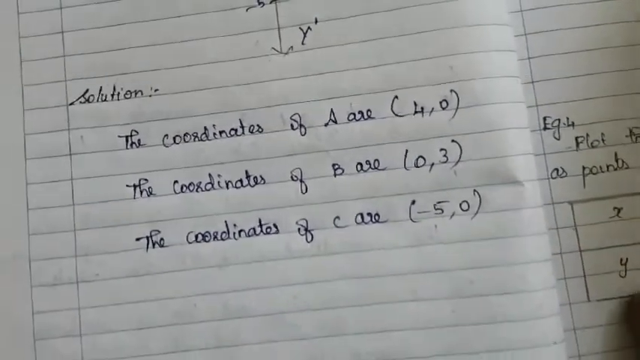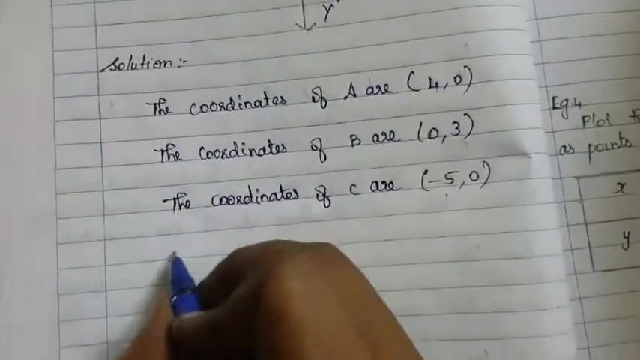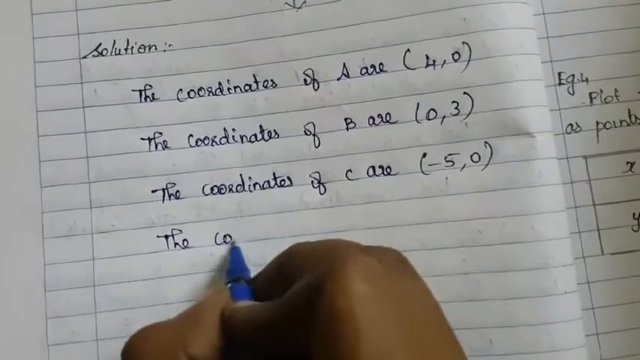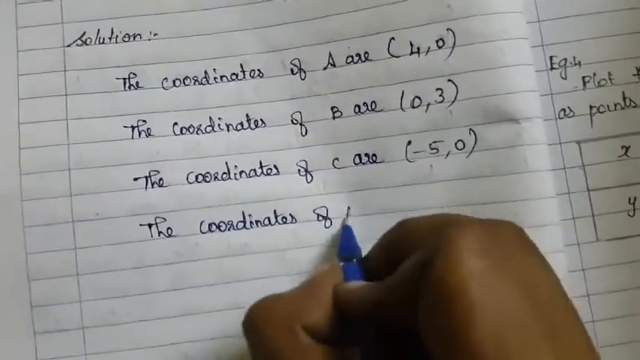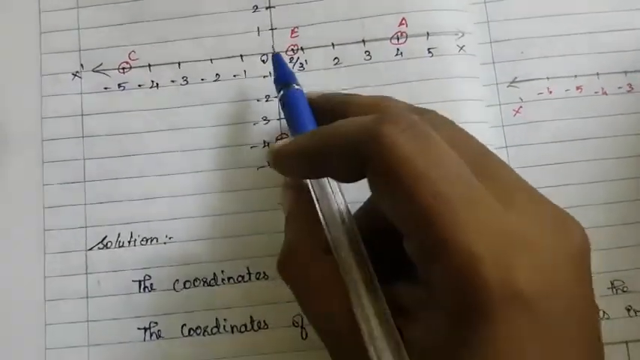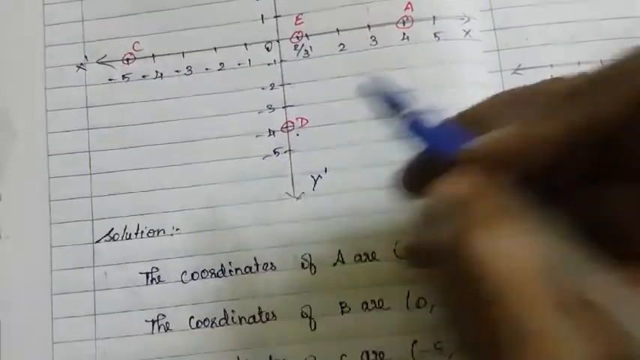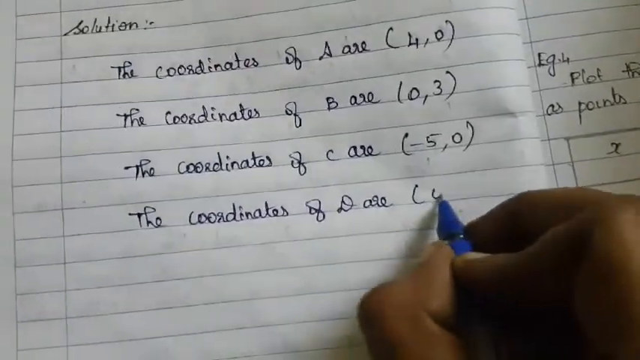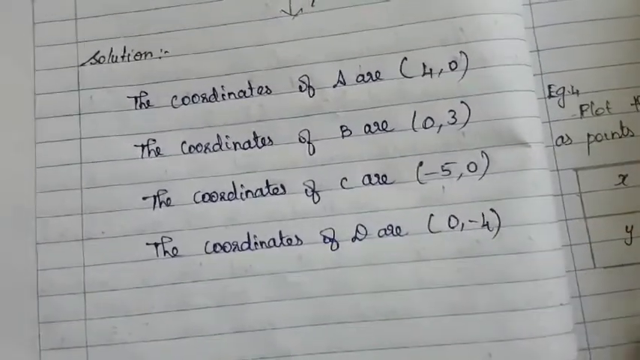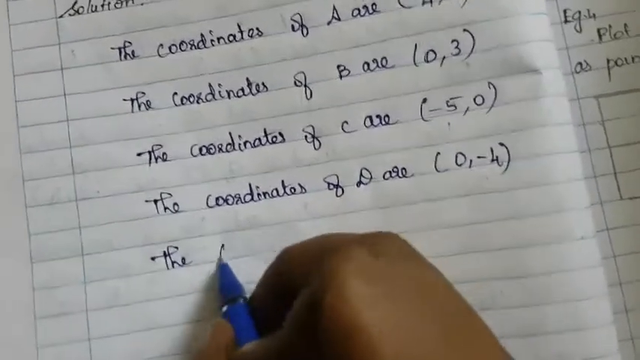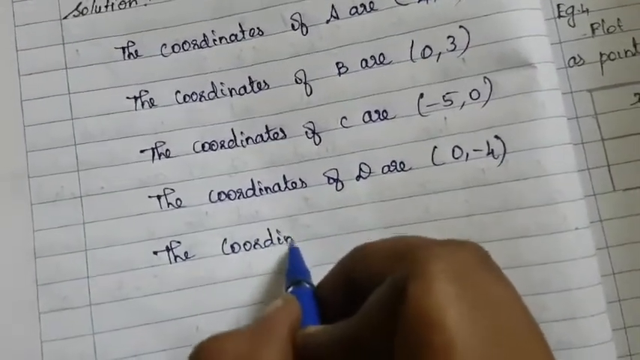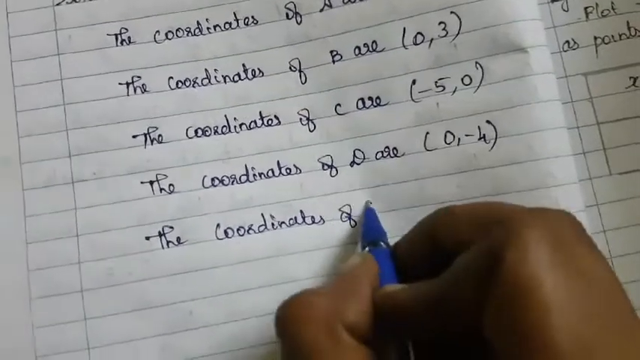-5, 0. Okay. And the next point is D. So the coordinates of D are. So what are the coordinates of D? On the x-axis it is 0 and on the y-axis it is -4. So this can be written as 0, -4. And there is one more point, that is E. The coordinates of E are.